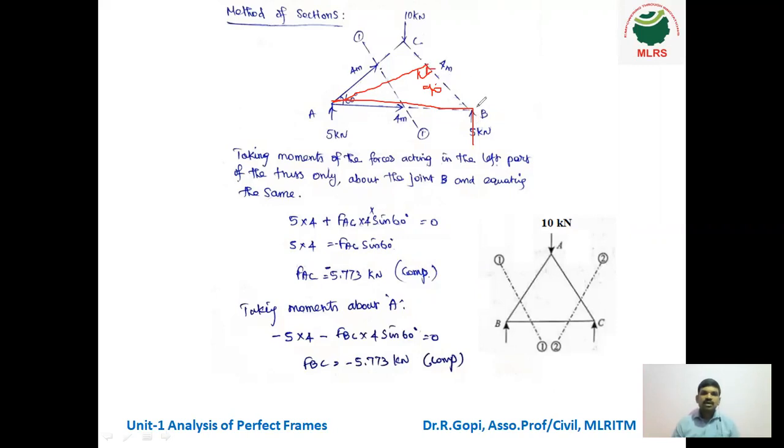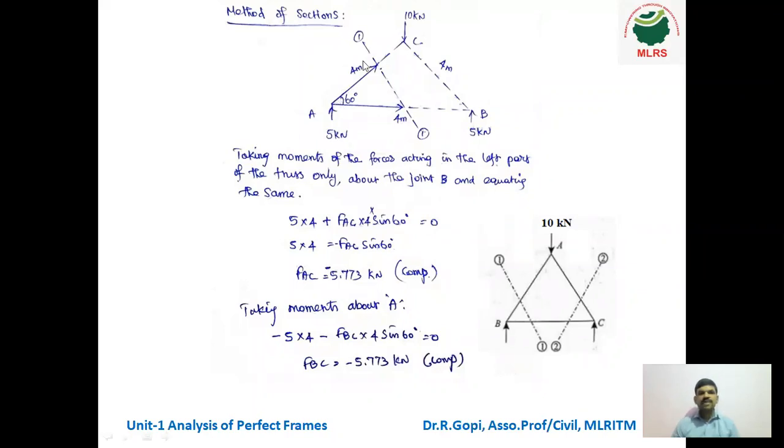FBC into 4 into sine 60. So you can see here this force into this perpendicular distance. This also is anti-clockwise, so minus. So minus 5 into 4 minus FBC into 4 into sine 60 is the answer. So finally FBC is equal to minus 5.73 kilonewton, compression.